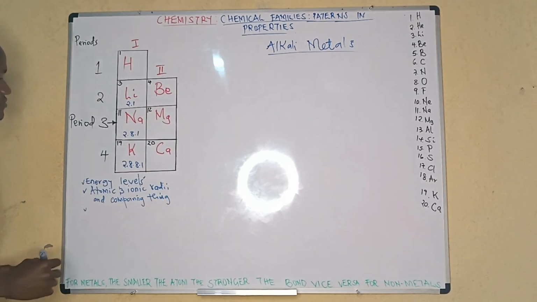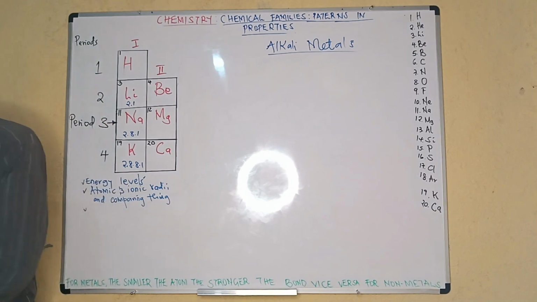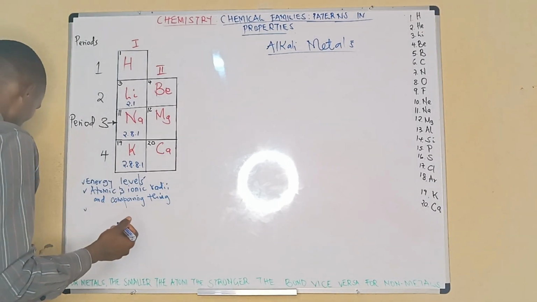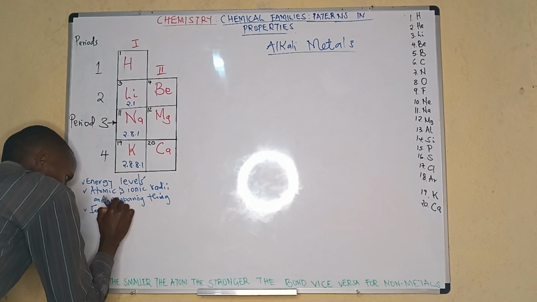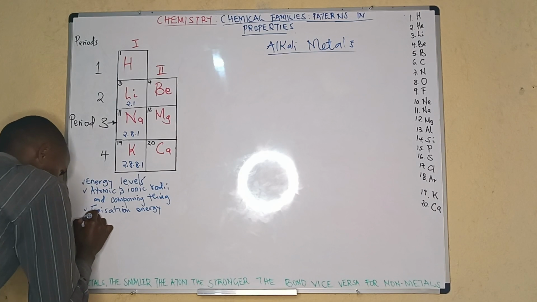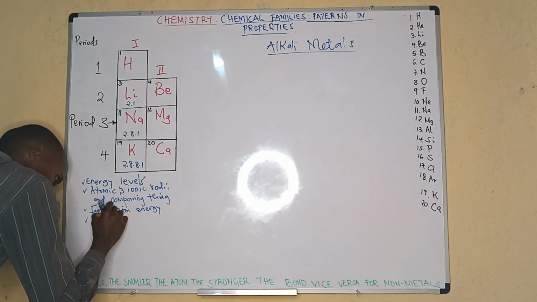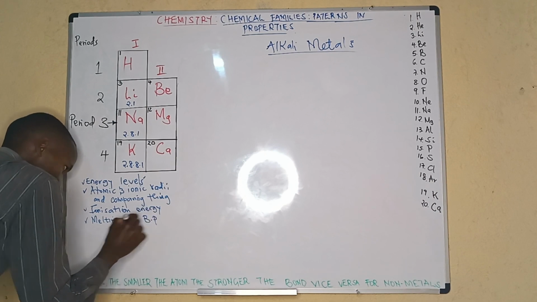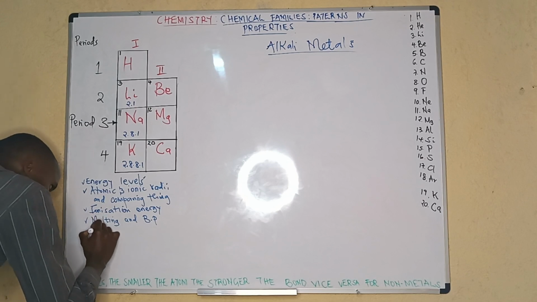The other one will be, we have talked of energy levels, atomic and ionic radius. Let me write them from my list here. We have ionization energy, and we'll be looking at their melting and boiling points. Also, we'll check the electric conductivity or electricity.